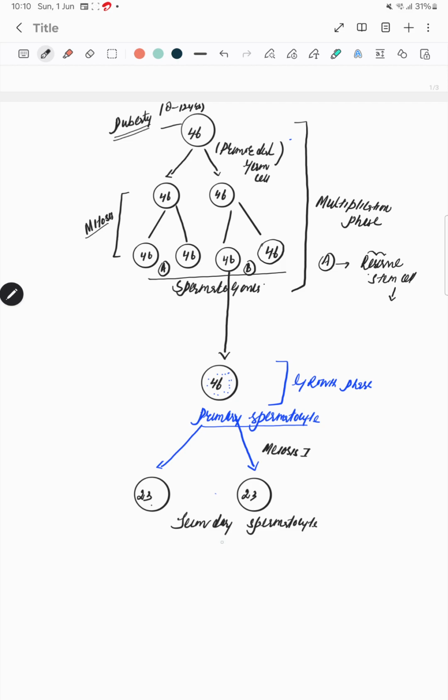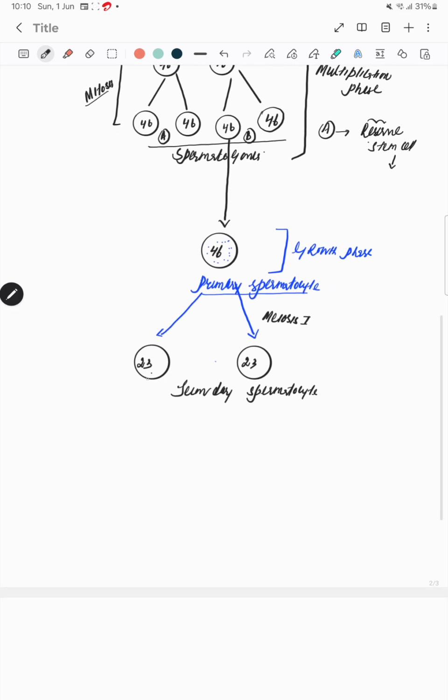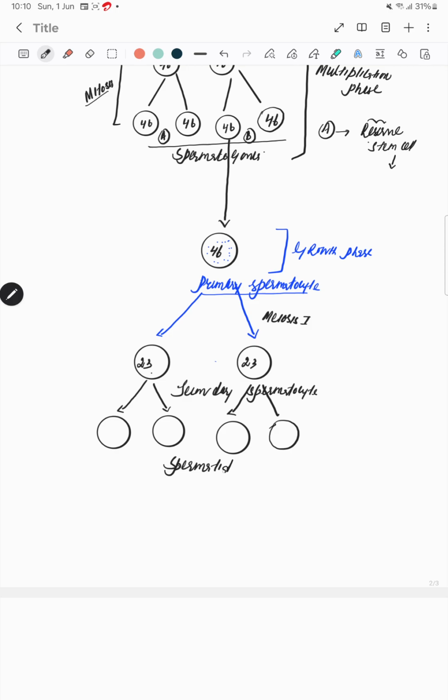Now primary spermatocyte gets converted into secondary spermatocyte. Now again these secondary spermatocytes divide. So there are two divisions. First division was meiosis 1. Now this secondary spermatocyte divides and forms two cells, and this secondary spermatocyte also divides and forms two cells. Thus 4 cells are formed, and these 4 cells are named as spermatids, and the chromosome number remains same, 23, 23, 23.